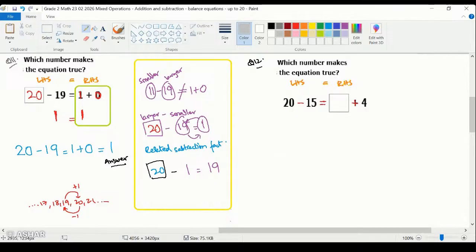20 minus 15, we can write the numbers 1, 2, 3, 4, 5, 6, 7, 8, 9, 10, 11, 12, 13, 14, 15, 16, 17, 18, 19, and 20. 20 minus 15. 1, 2, 3, 4, 5, 6, 7, 8, 9, 10, 11, 12, 13, 14, and 15. That means 20 minus 15 is 5. This was 5 also on this side. The left hand side value should be equals to the right hand side value. Agree? So which number should be added to 4 to make it 5?